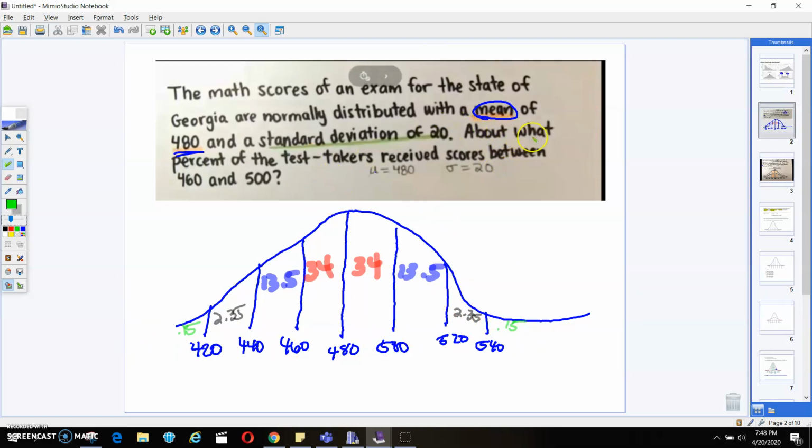So this says about what percent of the test takers receive scores between 460 and 500. So we're going to look at 460, which is right here, to 500, which is going to be right here. Well, you're going to add the percentages that are in between those two numbers. So what's 34 plus 34? 68%. Okay.